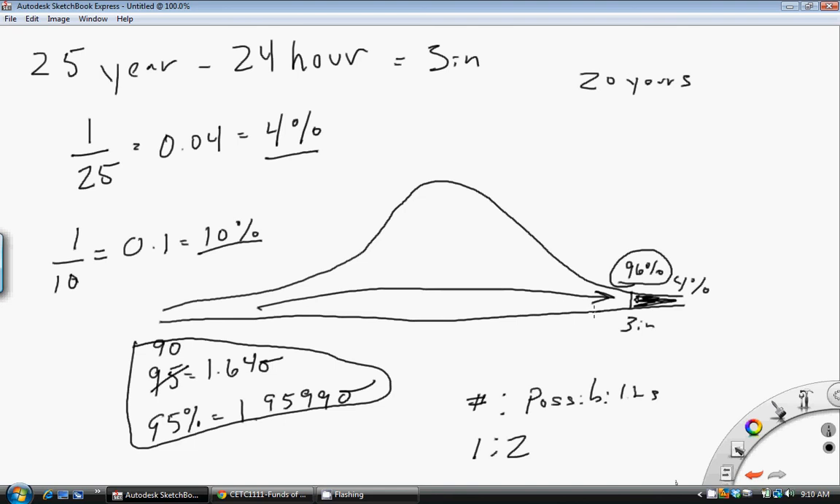You've got a 1 in 25 chance of a 25-year storm event happening, 4% probability. 1 in 10 chance of a 10-year storm happening or being exceeded within a year, right? So 10%. Now that doesn't mean it won't happen twice. This is just probability. This is just statistical analysis.